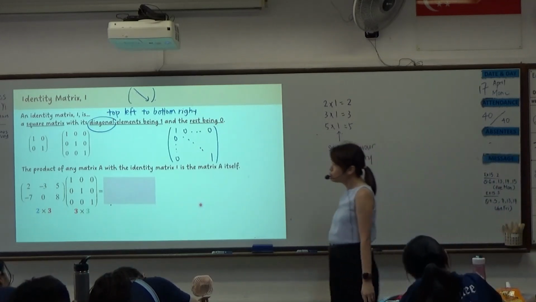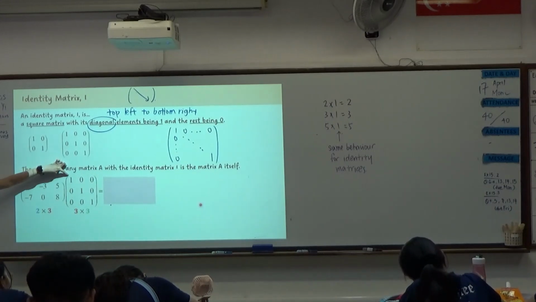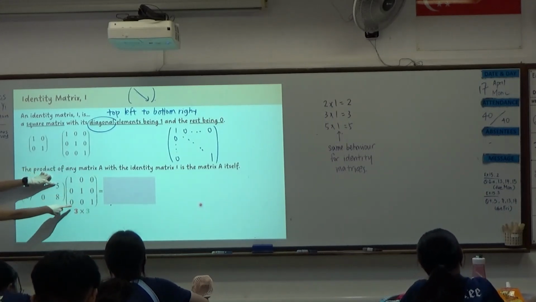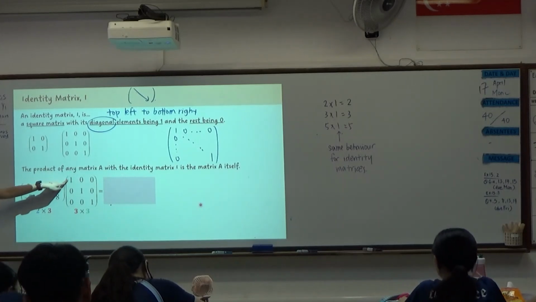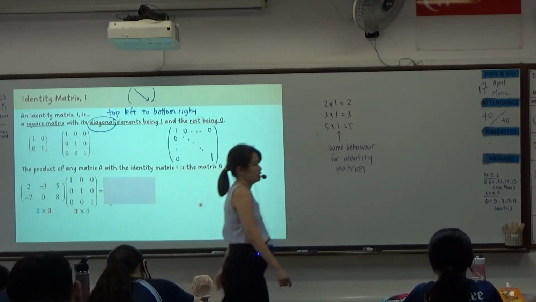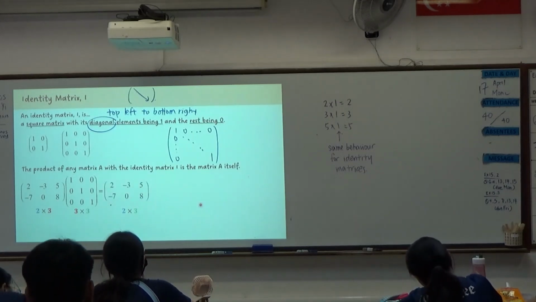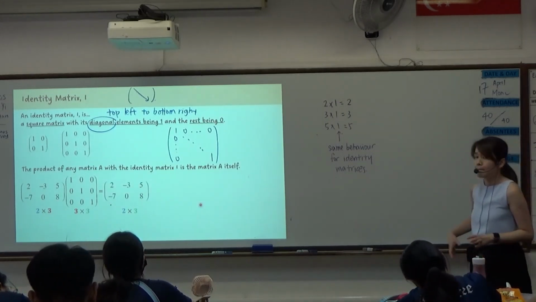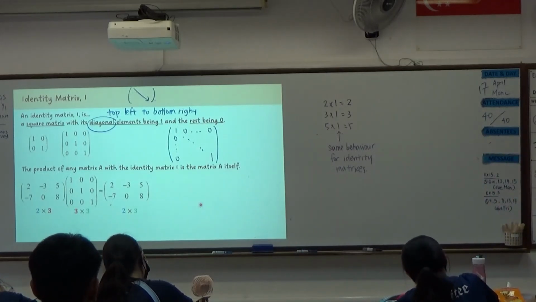So it must be a 3 by 3 order, and therefore it is this matrix itself. If we were to do our calculation, we take 2 times 1 plus this times 0 plus this times 0, they're all gone, so we get a 2. Then we do the same for the rest. We know that we're expecting a 2 by 3 matrix, and hence the result will be the same. That is for your identity matrix.